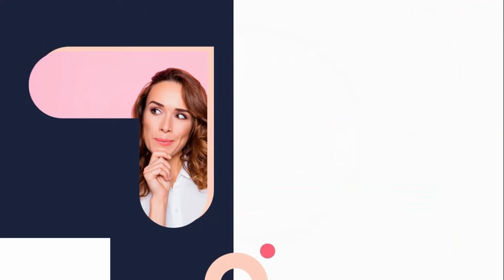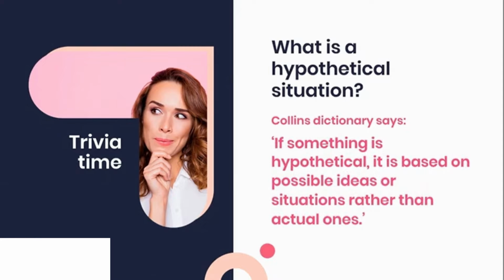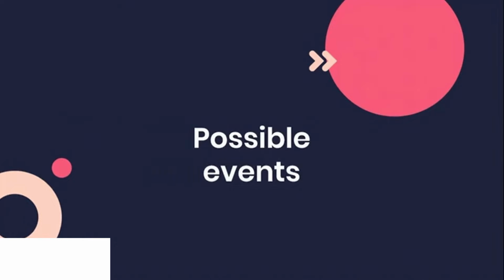Let's start with a quick recap. What is a hypothetical situation? Do you remember? Well, the Collins Dictionary says that if something is hypothetical, it is based on possible ideas or situations rather than actual ones. So hypothetical situations are possible events. They haven't happened yet and they might never happen at all.